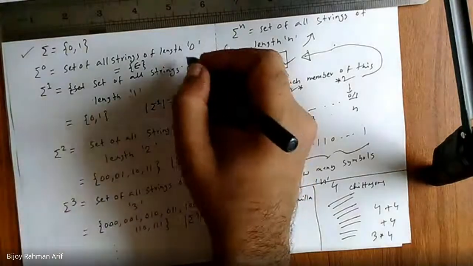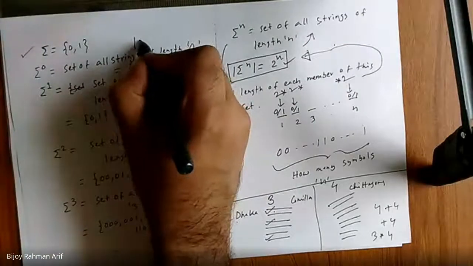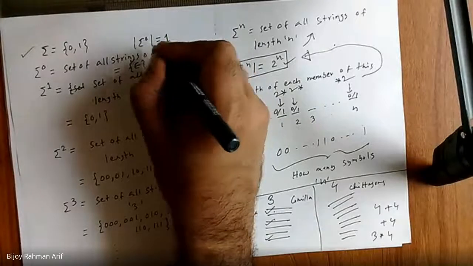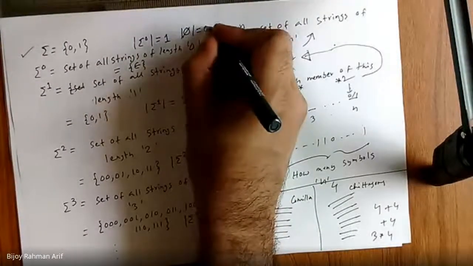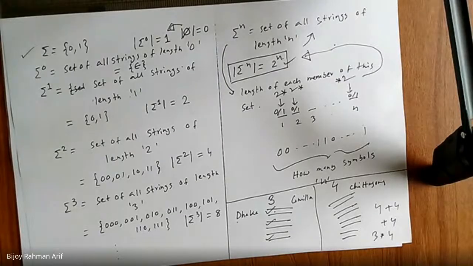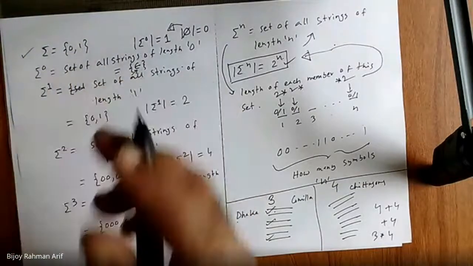But my question is, what is the cardinality of this? One. So please remember, the cardinality of this is one, but the cardinality of the null set is zero. There is a big difference between these things. Did you get it? Yes, sir. The cardinality of the null set is zero, but the cardinality of sigma to the power zero is one, because it has one element, that is empty, but it is an element. That's why we denote it by epsilon, so that there should not be any confusion. Is it clear to you guys?